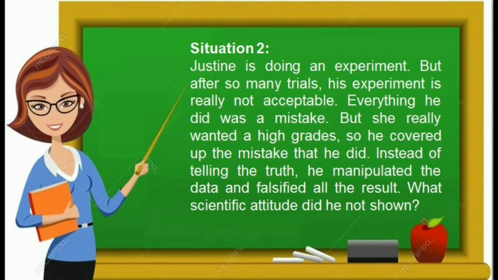Let us have situation 2. Justin is doing an experiment, but after so many trials, his experiment is really not acceptable. Everything he did was a mistake, but he really wanted a high grade. So he covered up the mistake that he did. Instead of telling the truth, he manipulated the data and falsified all the results.